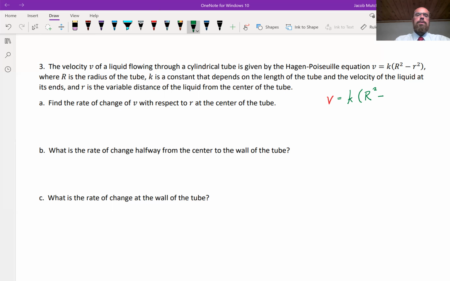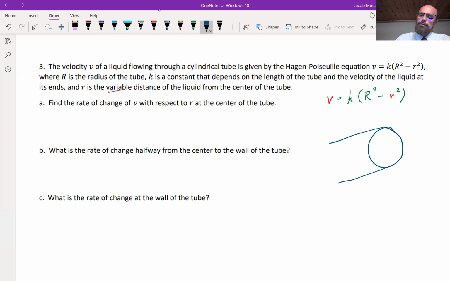What will change is this small r. We can see it here, the word variable. So it's something that changes based on the distance of the liquid from the center of the tube. So when we look at the equation from the perspective of what's changing, what's not changing, it's just these two variables, the velocity, and it is a function of the distance of the liquid from the center of the tube. So it's always helpful to draw some type of illustration.